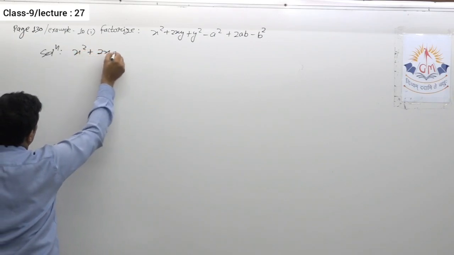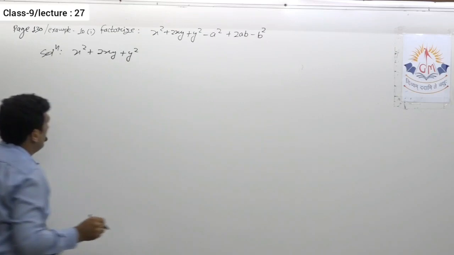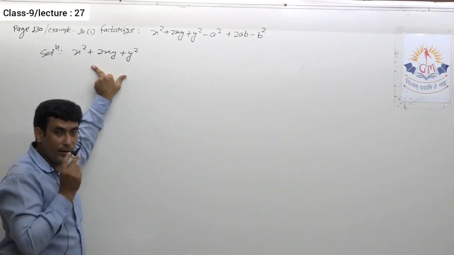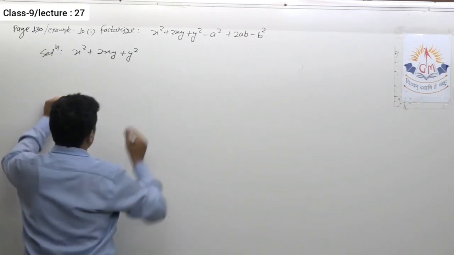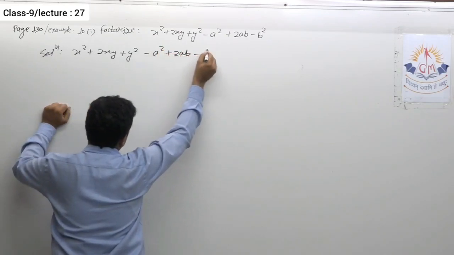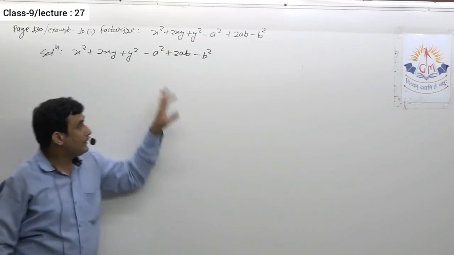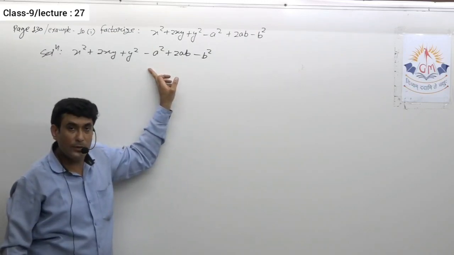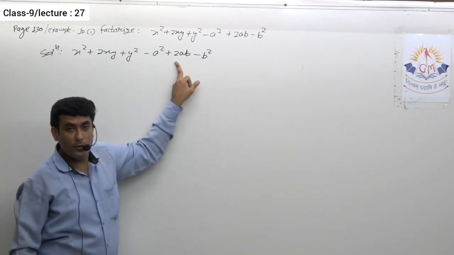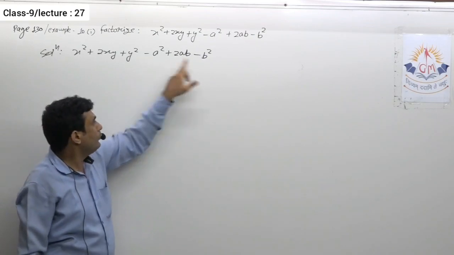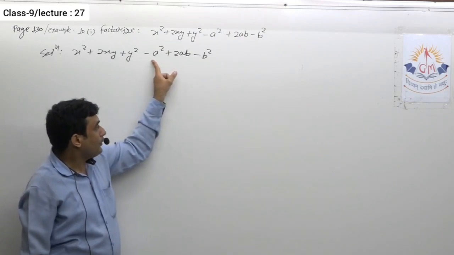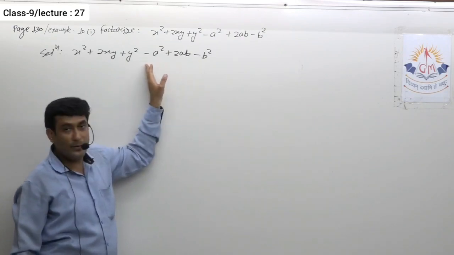See, if you observe carefully, the first three terms of this expression form the identity of a plus b whole square, or x plus y whole square. The next three terms again look like the identity, but in that identity the first term, a square, must be positive, and b square must be positive. The middle term 2ab might be negative or positive, but these two must be positive, while over here they are negative. So if I want to make them positive, I have to take the minus sign common.